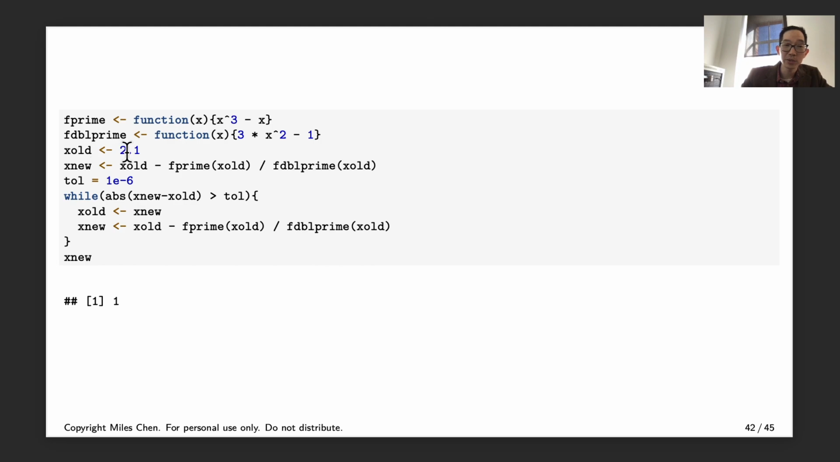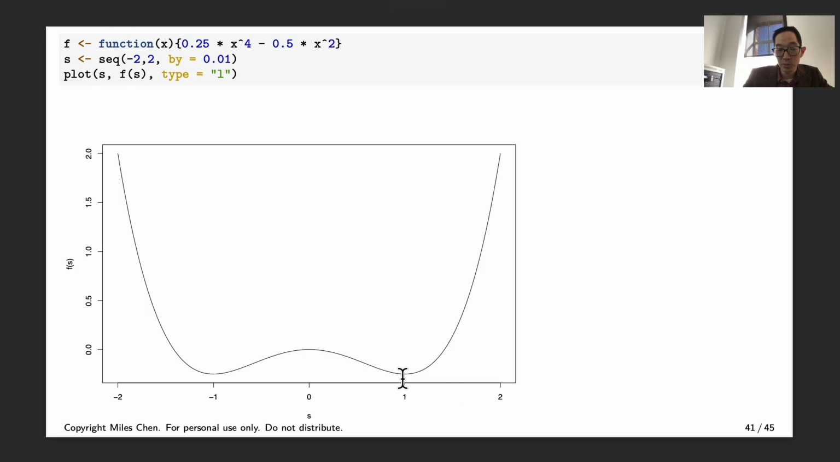So here x old is this. My x new is take the old minus f prime of x old divided by f double prime of x old, and that's going to give me x. Basically, this is x at time n, and this is going to be x at time n plus 1. And then I just run this while loop. Okay, just get the next iteration using the same thing. Keep going over and over and over again. And where does it end? It ends at 1. Which indeed is a local min.